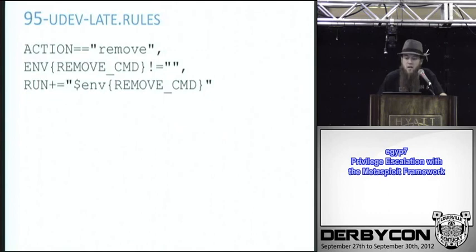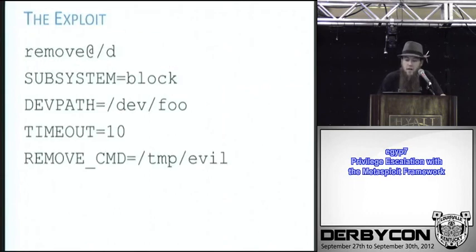So the bug is relatively simple. You create the thing that tells it that this is the environment variable we need. We set remove command to be some executable that we've written, or some command that we want to run as root, and we win. So the goo that you need to do that is this. It's relatively straightforward.